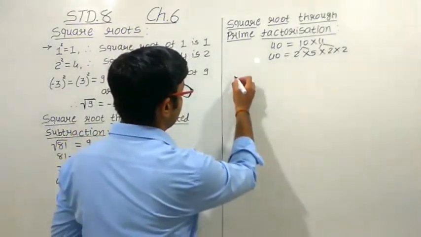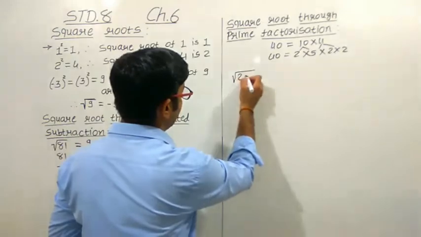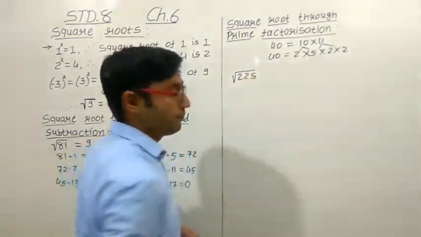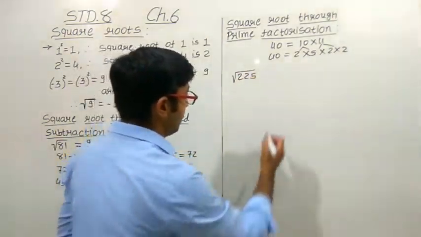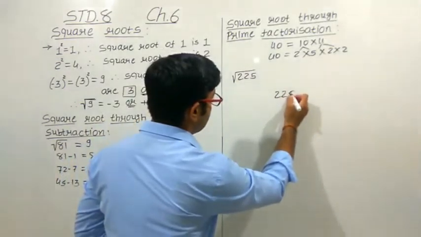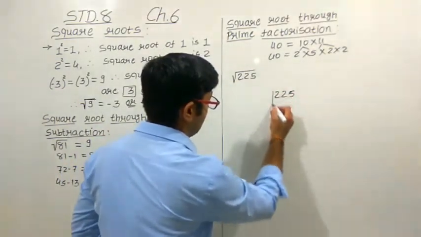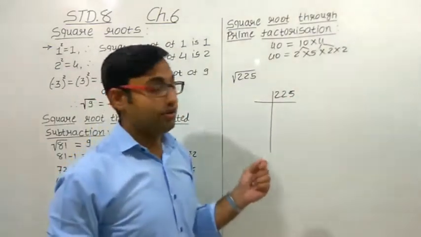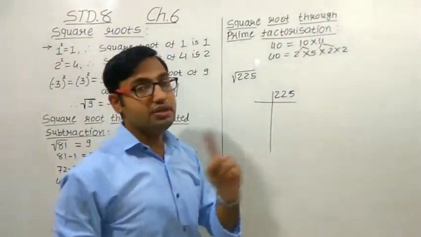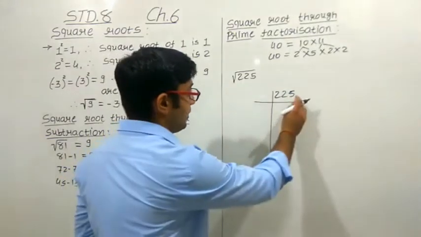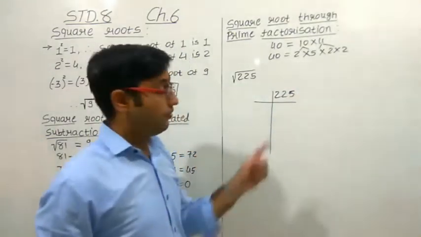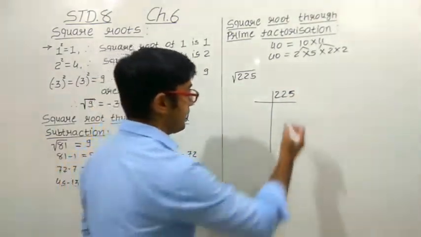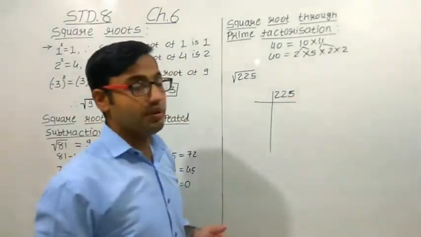Let us take, we want to find out the square root of 225. So here also we can use this method to find out the prime factors of 225. Now see, this number is not divisible by 2 because the unit place digit is 5 and 5 is not divisible by 2. That is why this number is not divisible by 2.